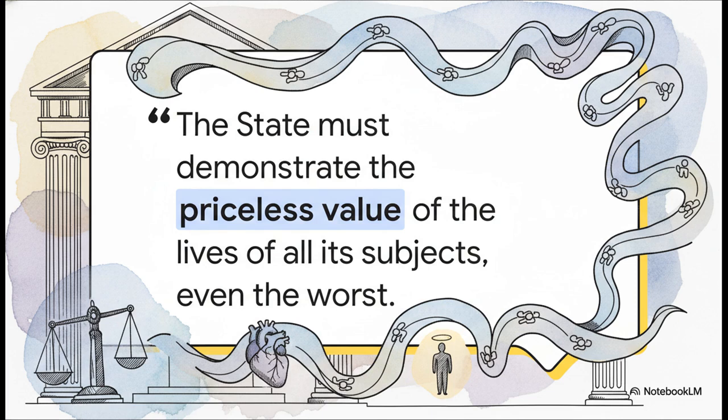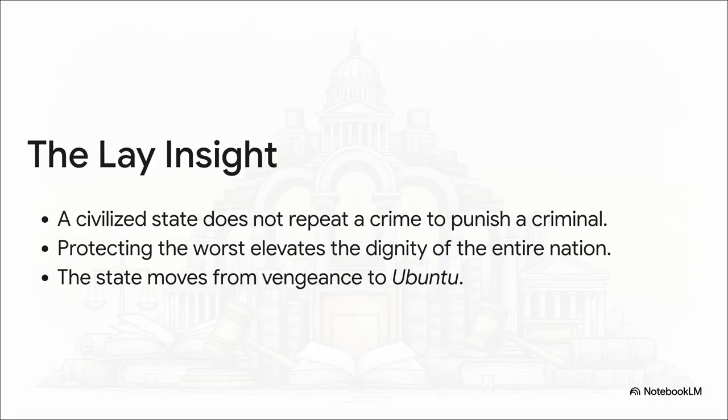It said the rights to life and dignity are the foundation of all other rights. And for those rights to mean anything, the state itself has to lead by example. It has to show, through its actions, that every single life has priceless value, even the life of the absolute worst criminal. So what this really means is that a civilized society doesn't sink to the level of the criminal. By protecting the dignity of the most hated person, the law actually raises the dignity of everybody. It was a conscious choice to move away from a culture of pure vengeance and towards one of Ubuntu, this powerful belief in a universal bond that connects all of humanity.